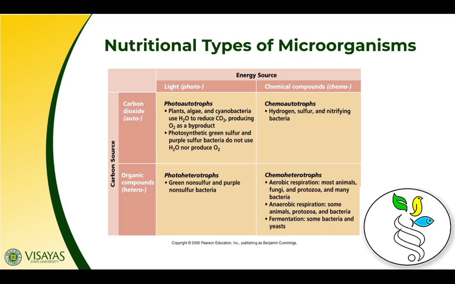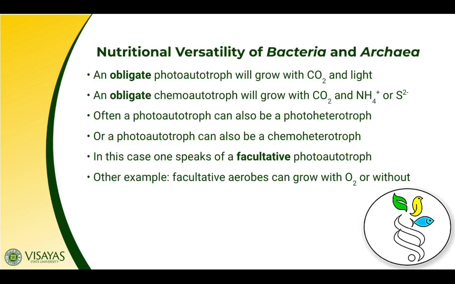Now, in reality, there are groups of microorganisms that you cannot just place in a certain nutritional type, because what makes them very successful is their flexibility, or their nutritional versatility. If there are microorganisms that strictly belong to a certain nutritional group, then we call them obligate. For example, an obligate photoautotrophic organism will grow only in the presence of carbon dioxide and light, and an obligate chemoautotroph will grow in the presence of carbon dioxide and ammonia or sulfur.